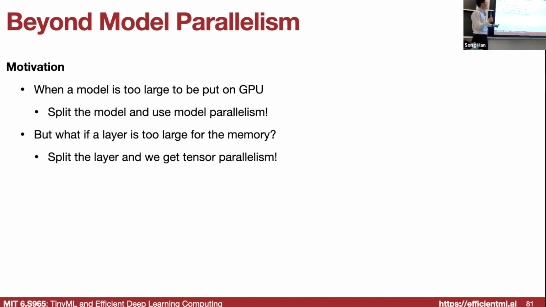So beyond the model parallelism, so far we assume each layer can fit the GPU memory. What happens if even a single layer is too large to fit the memory? We need to not only split the model, but also further split the layer. Even one layer, we have to split it across different GPUs to get this tensor parallelism. So not only model parallelism, but at finer granularity, we have this tensor parallelism.